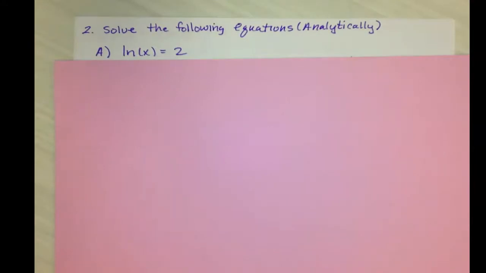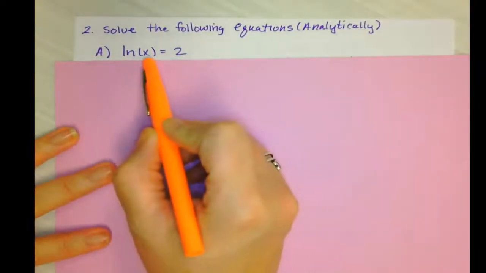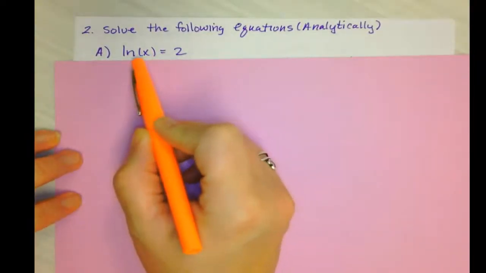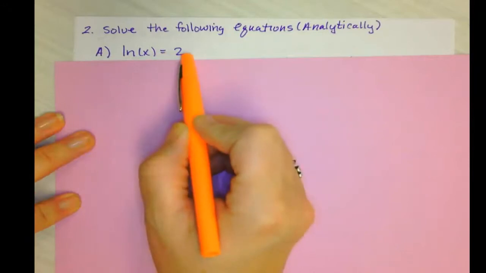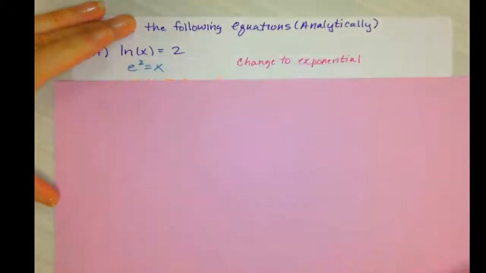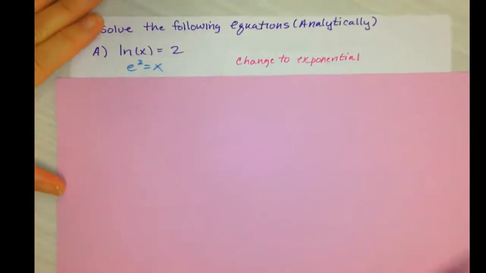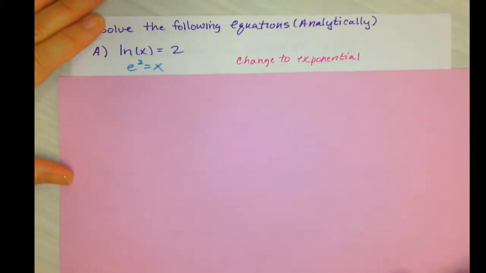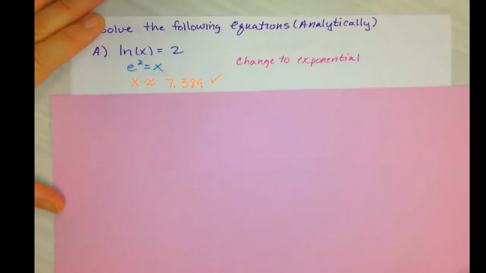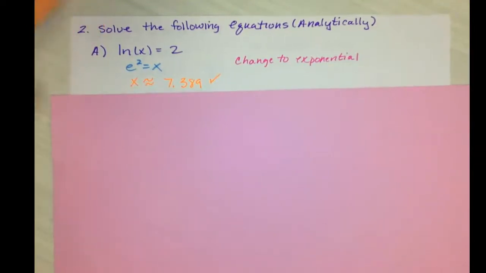In this case, the base of the natural log is e. To get the variable out of the argument, I have to convert it to an exponent. So I would do base e to the power of 2 equals x. And that's what my exponent is going to look like. And that's just a number, right? e is a letter that represents a number, so that number squared gives me approximately 7.389.